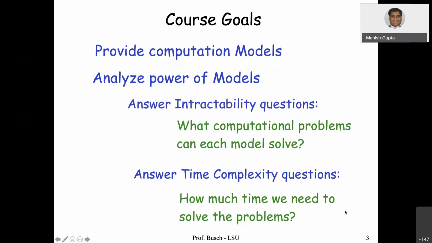So we ask questions like, what computation problems can each model solve? We saw there are four models of computers: finite automata, push down automata, linear bounded automata, and Turing machine. What kind of problems do they solve? Finite automata can solve certain kinds of problems. The more powerful machine is push down automata. More powerful than push down automata is linear bounded automata, and Turing machine is the ultimate thing. But there are certain problems which even a Turing machine cannot solve, and that is known as the Turing barrier.